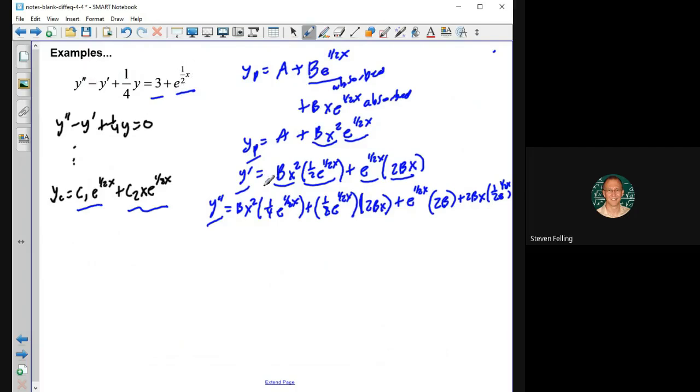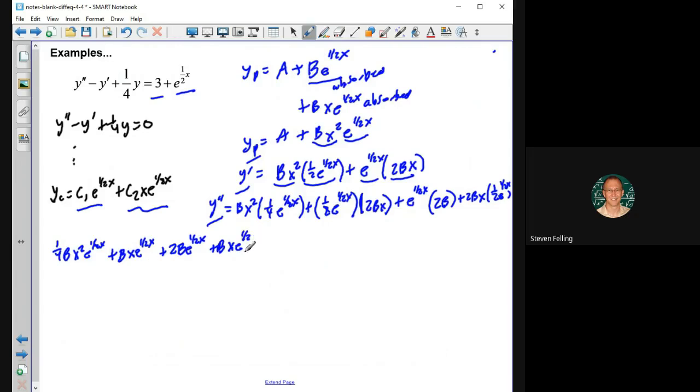So first I need y prime. So I have another copy of this. I've got y double prime. So 1/4 b, this first term, x squared e to the 1/2 x. Okay. And then I've got a 1/2 and a 2, which cancels. So I have a plus b x e to the 1/2 x. Okay. Then I've got a term here, 2b. This is a b here. So 2b e to the 1/2 x. Okay. Then I've got the 2 and the 1/2 cancel. So I've got a b x e to the 1/2 x.